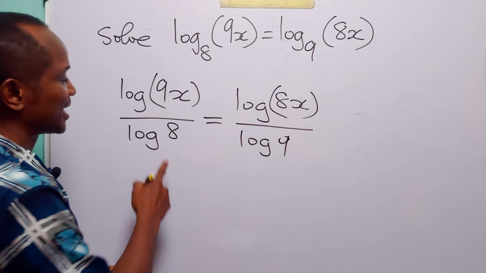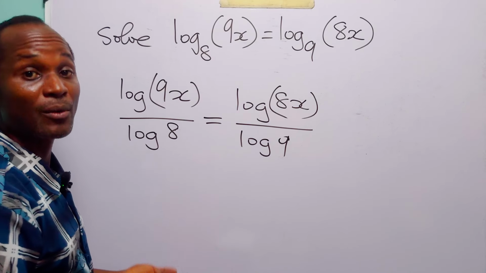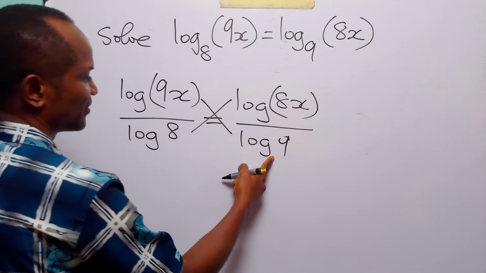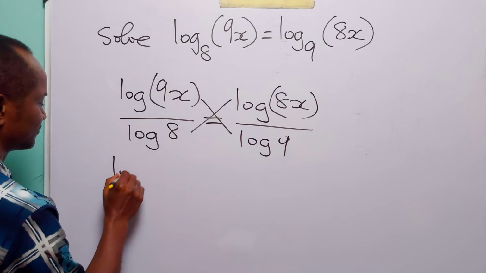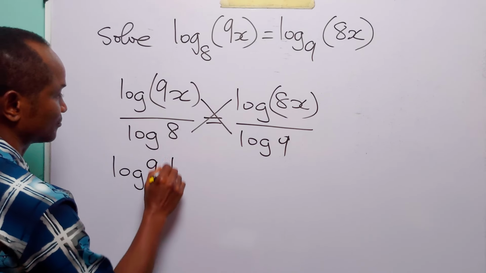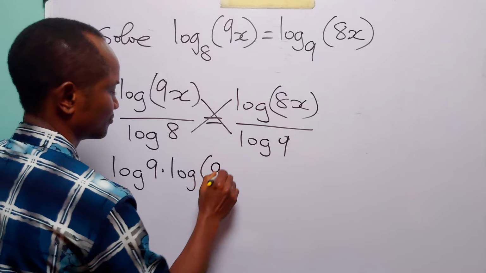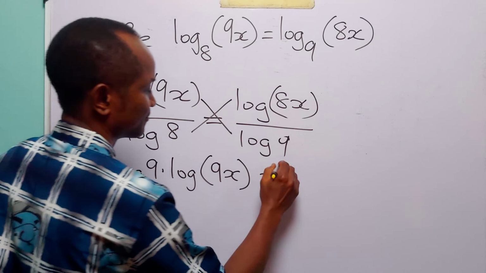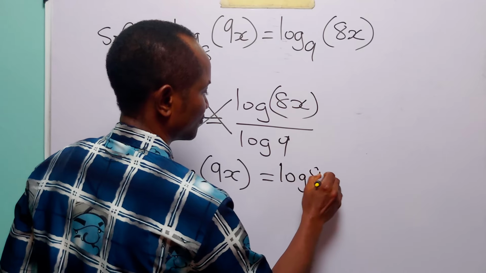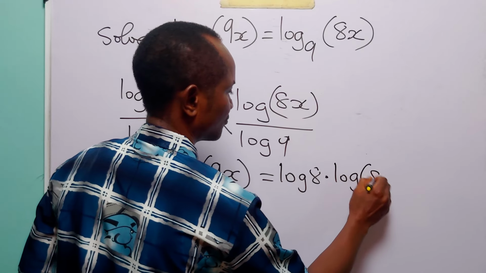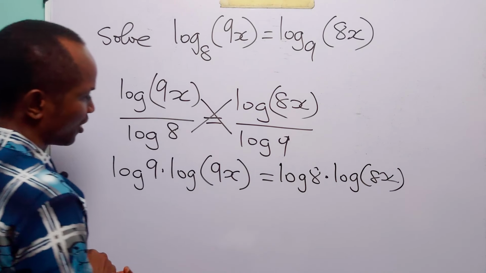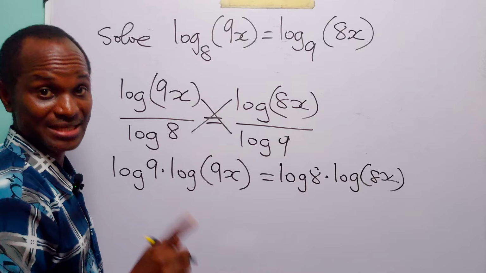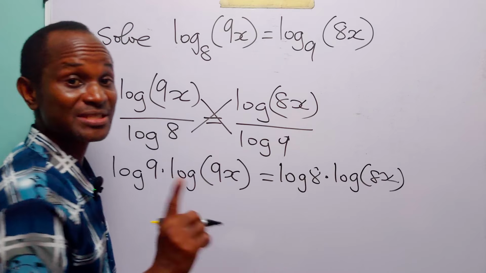Now, the next step will be to get rid of these two fractions. And how are we going to do that? We are going to cross multiply. So we have that log 9 times this is equal to log 8 times this. Of course, you know that these two are products. This is 9 times x and this is 8 times x.